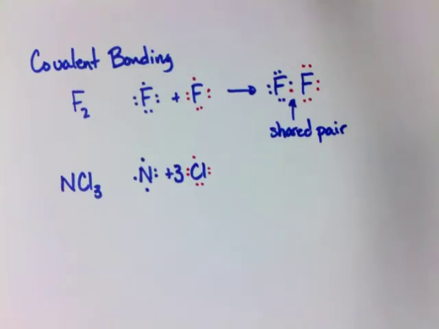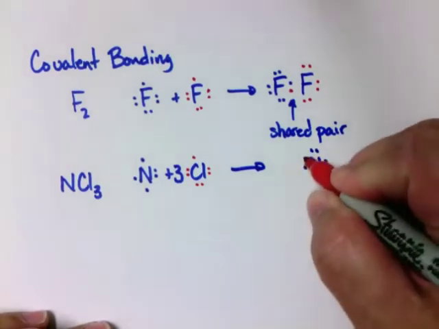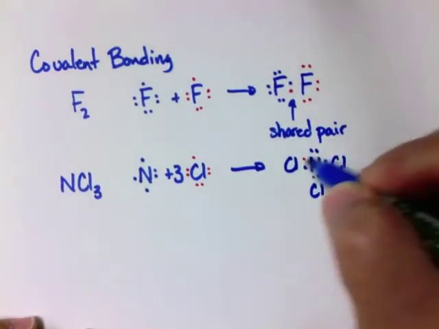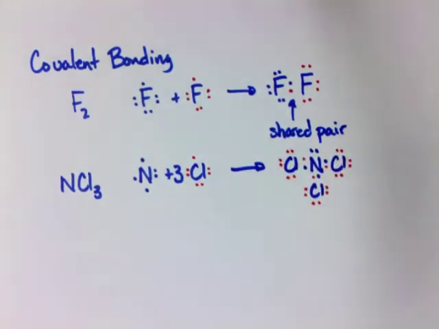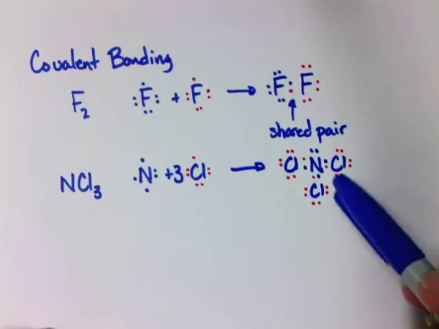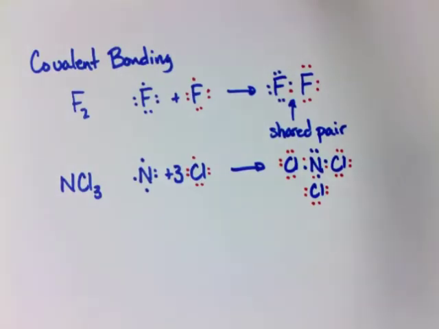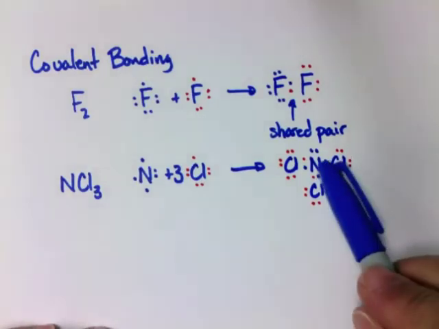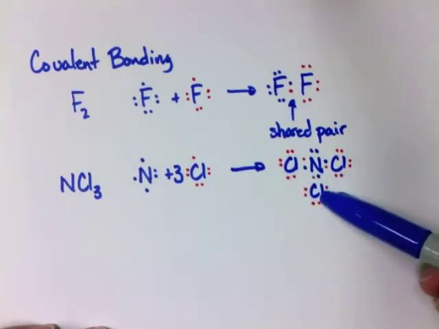And so in nitrogen trichloride, we end up with this arrangement. Each of the chlorine atoms shares an electron with nitrogen, and nitrogen shares one of its unpaired electrons with each of the chlorines. And so now these shared pairs form the covalent bonds between nitrogen and each of the chlorines. Here we have one covalent bond, here we have another covalent bond, and here we have a third covalent bond.